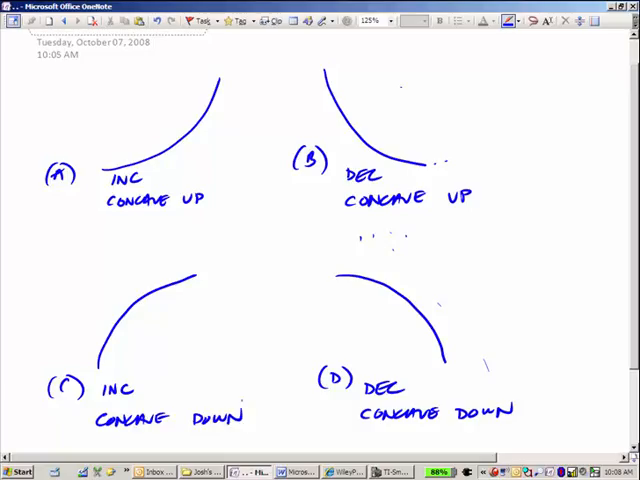Question. I'm sure this is about the paradox, but how can it be increasing and be concave down, and how can it be decreasing and still be concave up? Say that again. I think I know what you're saying, and let me try. In B, it's decreasing, but it's still concave up. Actually, here's the thing, and this is a very common misconception.